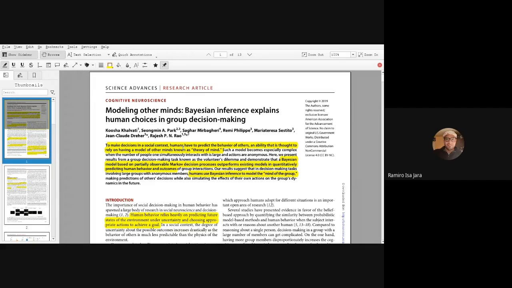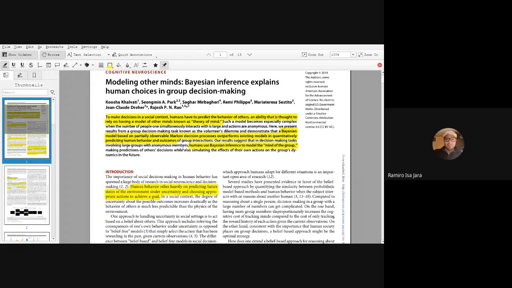I present this paper called Modeling Other Minds: Bayesian Inference Explains Human Choice in Group Decision Making. This paper uses the theory of machine learning algorithms such as reinforcement learning, where the authors present the social and psychological theory in order to model the way humans make choices.